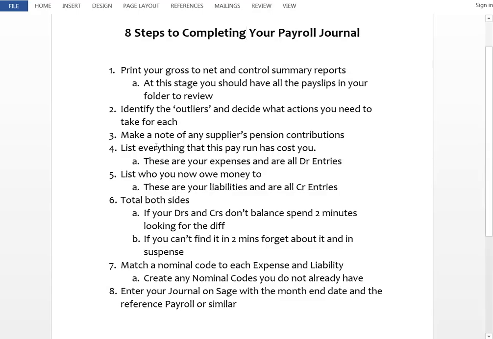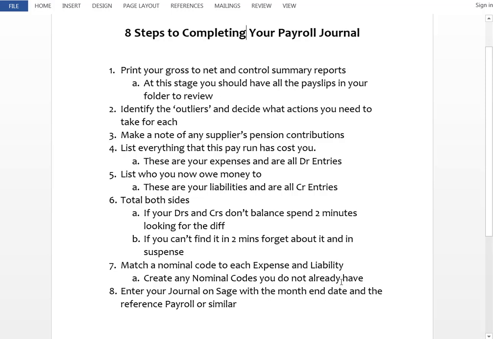So quickly through it again. Print your gross to net and control summary reports. You'll need them both. If you want to use scrap paper or the last page in your exam paper, you can use that to do your doodlings, if you don't feel like writing on your gross to net and control summary reports. You should have all your pay slips in your folder at that stage. You look for your outliers, you decide what to do with them. You might have to go back to the pay slips to find out what they refer to.